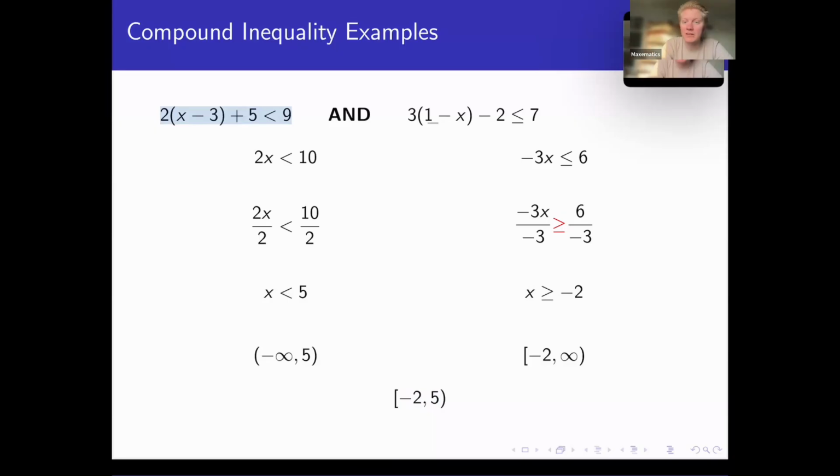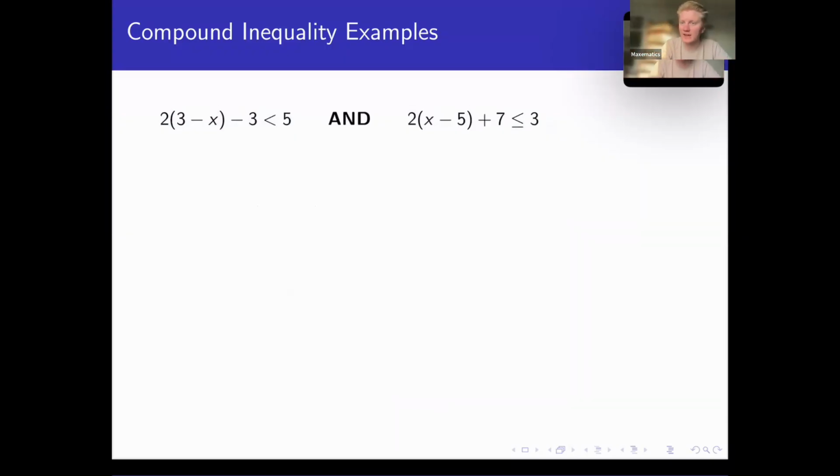Even though when we plug in 6, 1 minus 6 is -5. 3 times -5 is -15. -15 minus 2 is -17. Well, this inequality would be true, but since it's not true in both, it doesn't count. So our solution set is the intersection of each individual part's final answer.